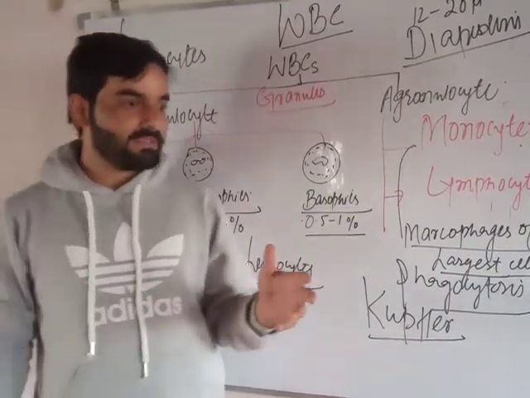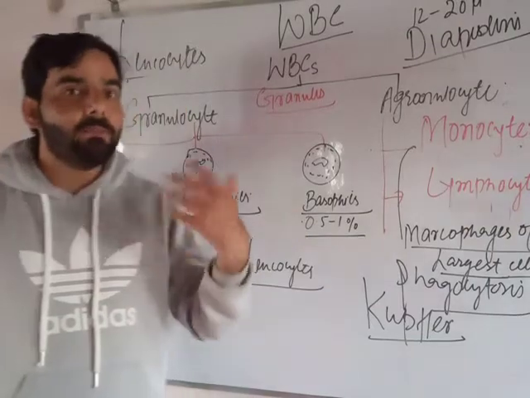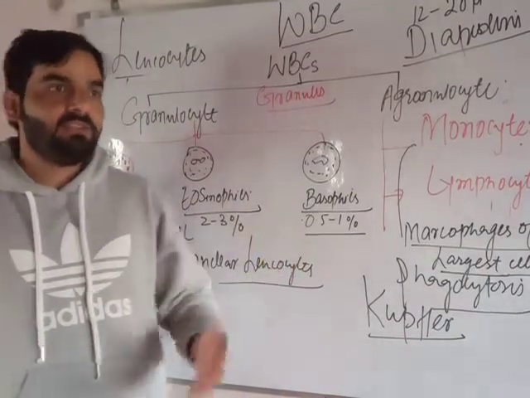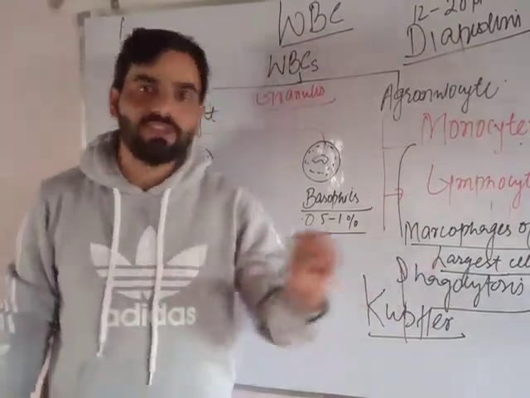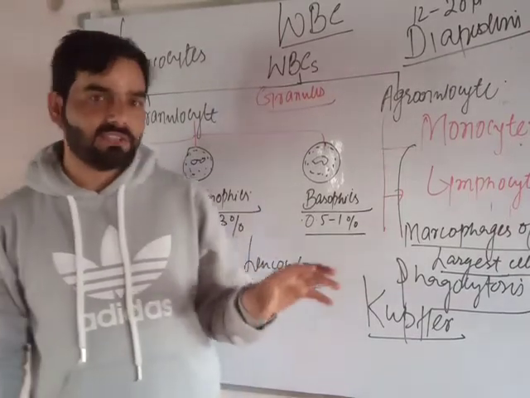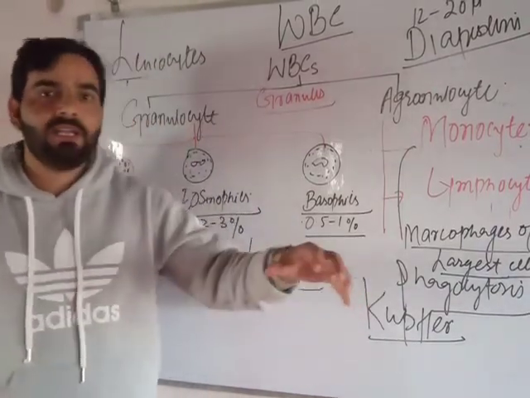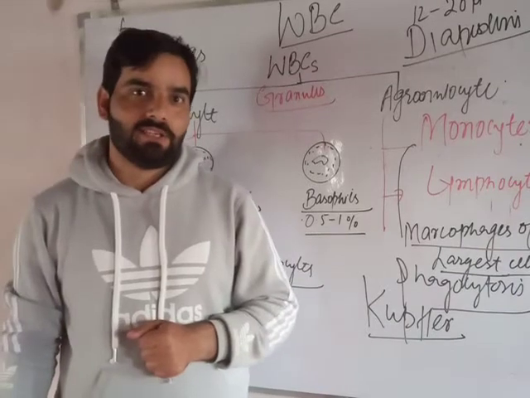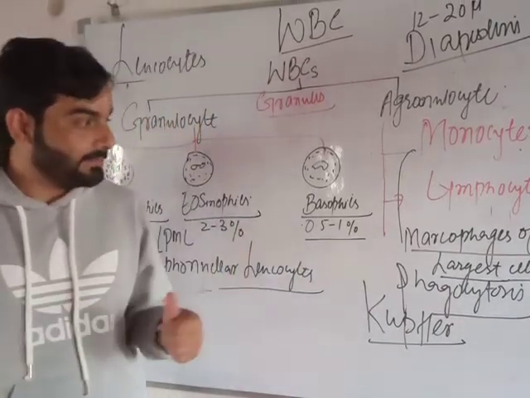So these cells have the ability to migrate to different sites. Why? At the time of infection, they see there is infection, there is inflammation, they move there and produce their immune response there. We have to learn these things from the WBCs.